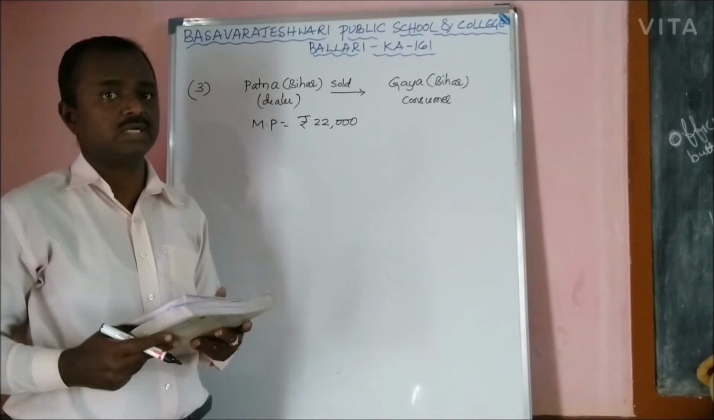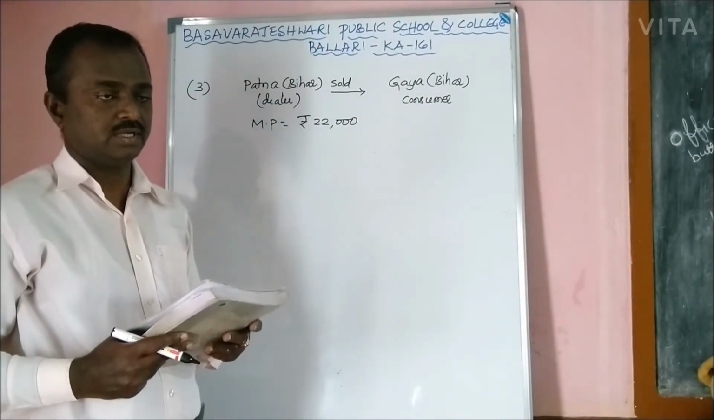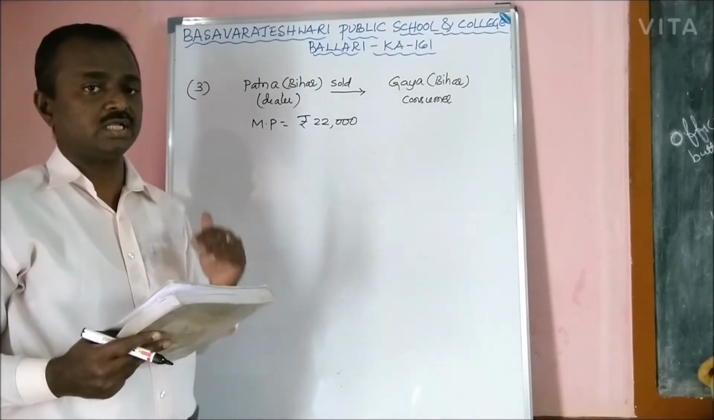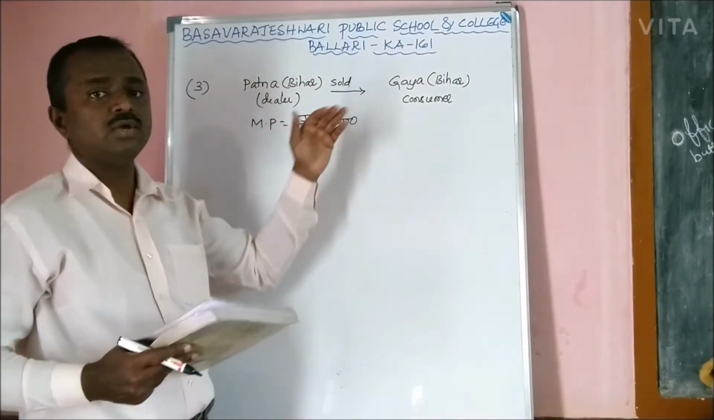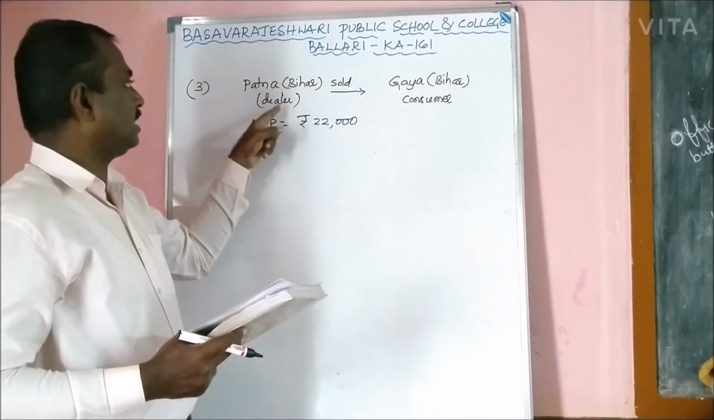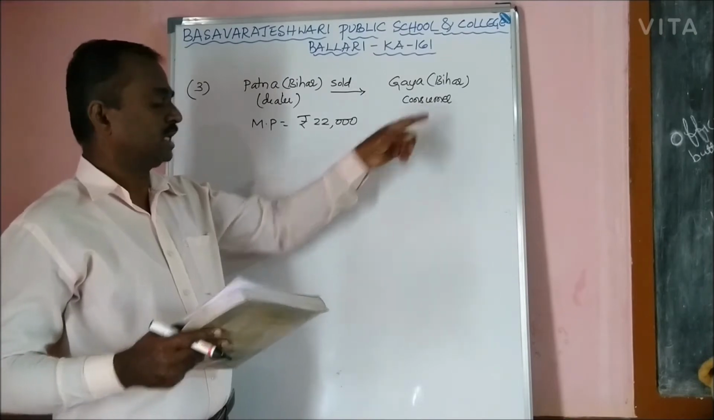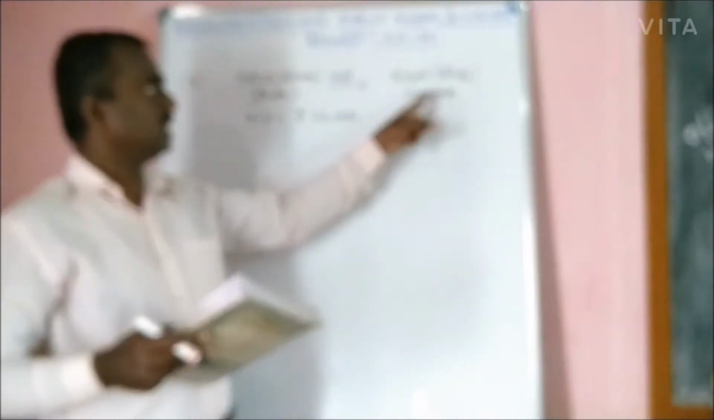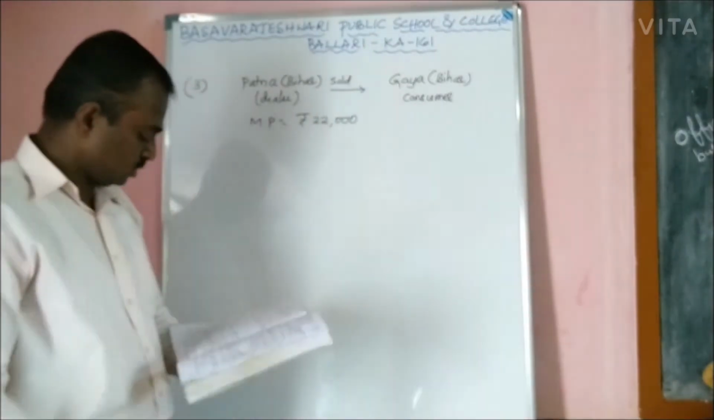Same state means it is intra-state. Interstate means state to state. Intrastate means within the state. So the transaction is going on within the state. Understood, students? Now this Patna dealer is selling the goods, that is nothing but the microwave oven, to the consumer in Gaya. Same state, and the market price is 22,000.